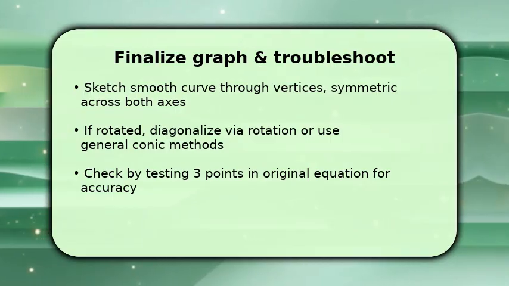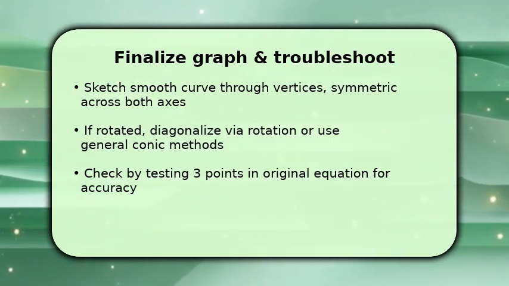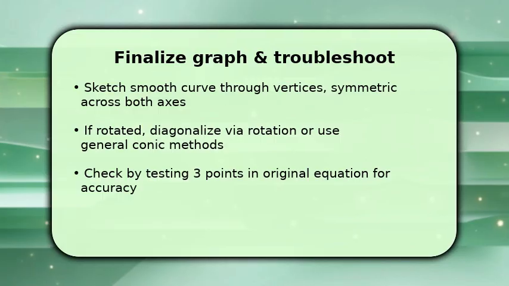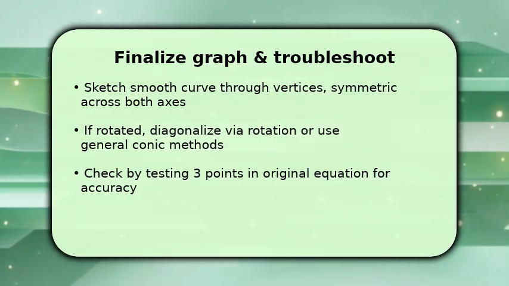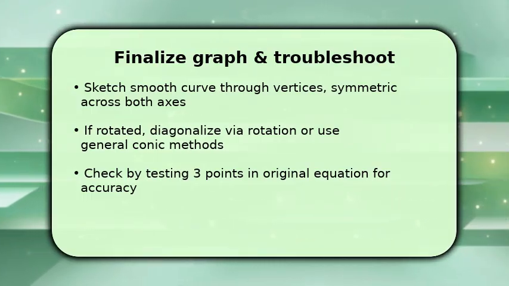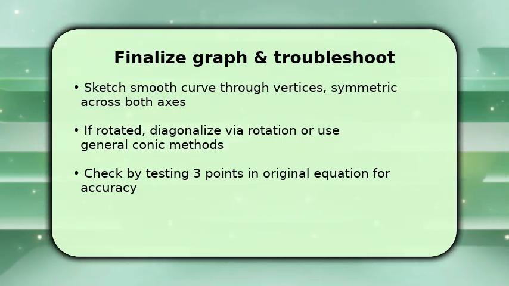If the equation had an xy term, you must rotate axes or apply the general conic diagonalization to find center and axes before plotting. Once done, verify accuracy by plugging 3 plotted points into the original equation. If values don't match, recheck your completed squares and arithmetic. Small sign errors cause the biggest mistakes.